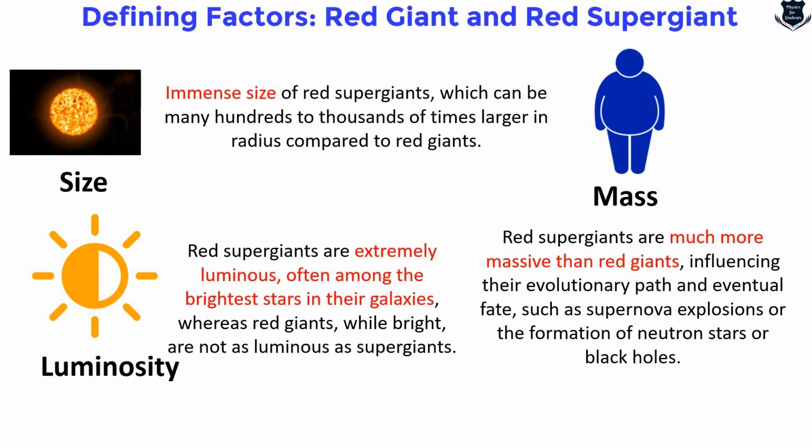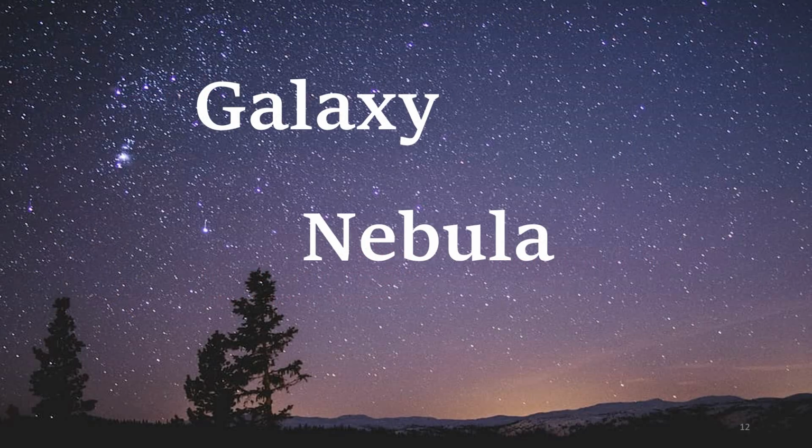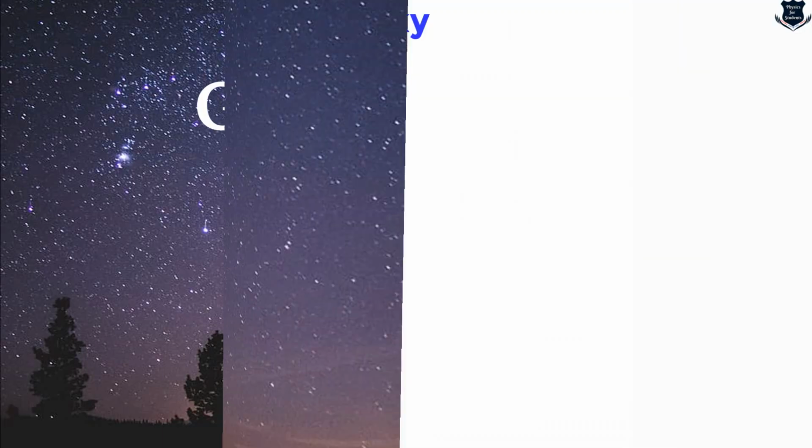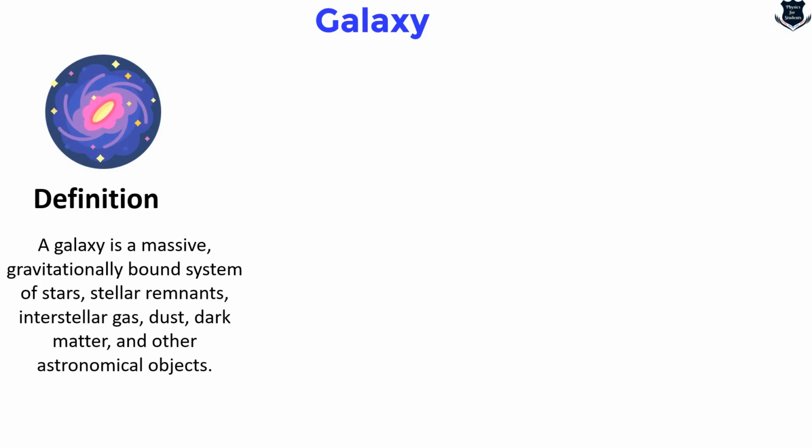Now, among these red giant and red supergiant, what we are also interested in is what happens in the night sky, where there is something which is called a galaxy and a nebula. Let us look into the next part of the video. What is a galaxy? By definition, it is a massive gravitationally bound system, and it has got many elements. For example, stars, the stellar remnants, the dark matter, and various other astronomical objects.